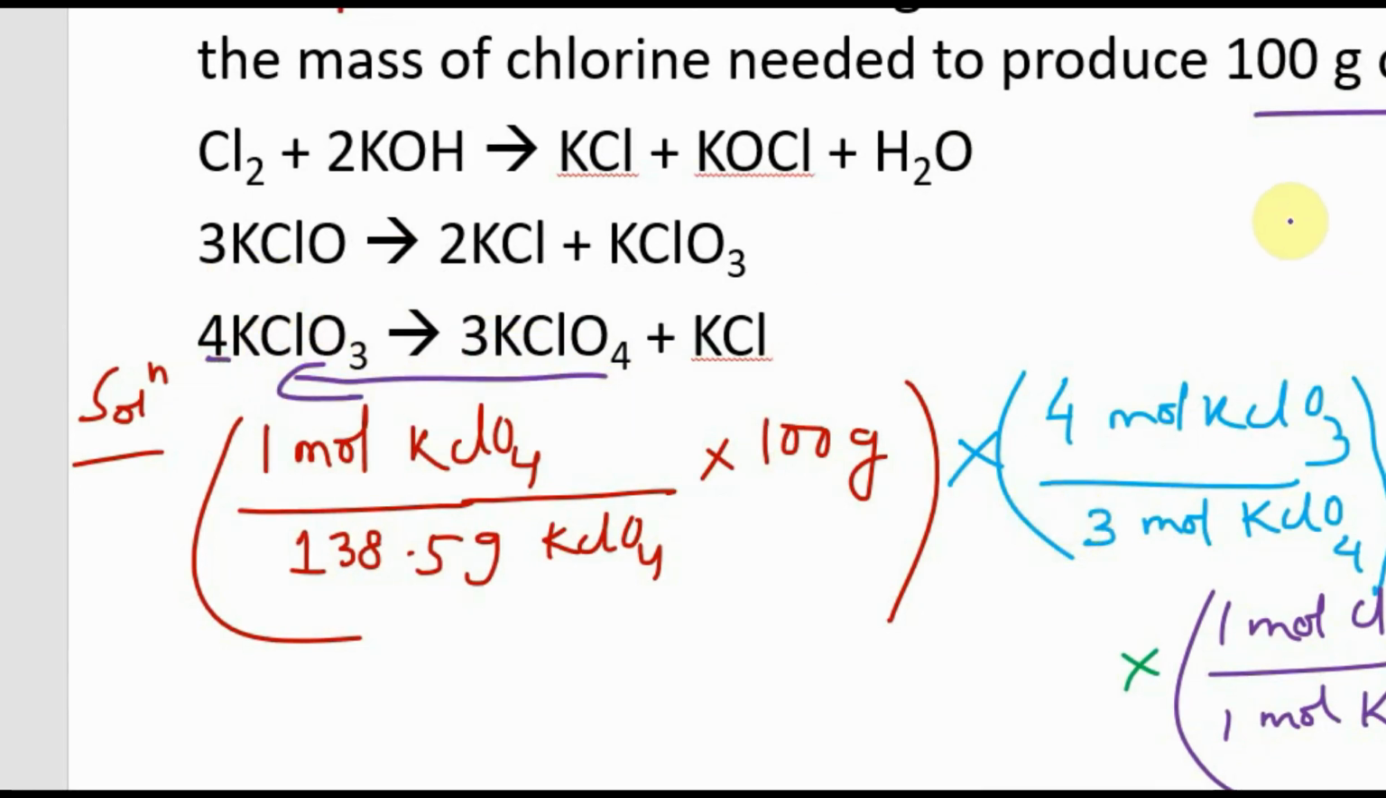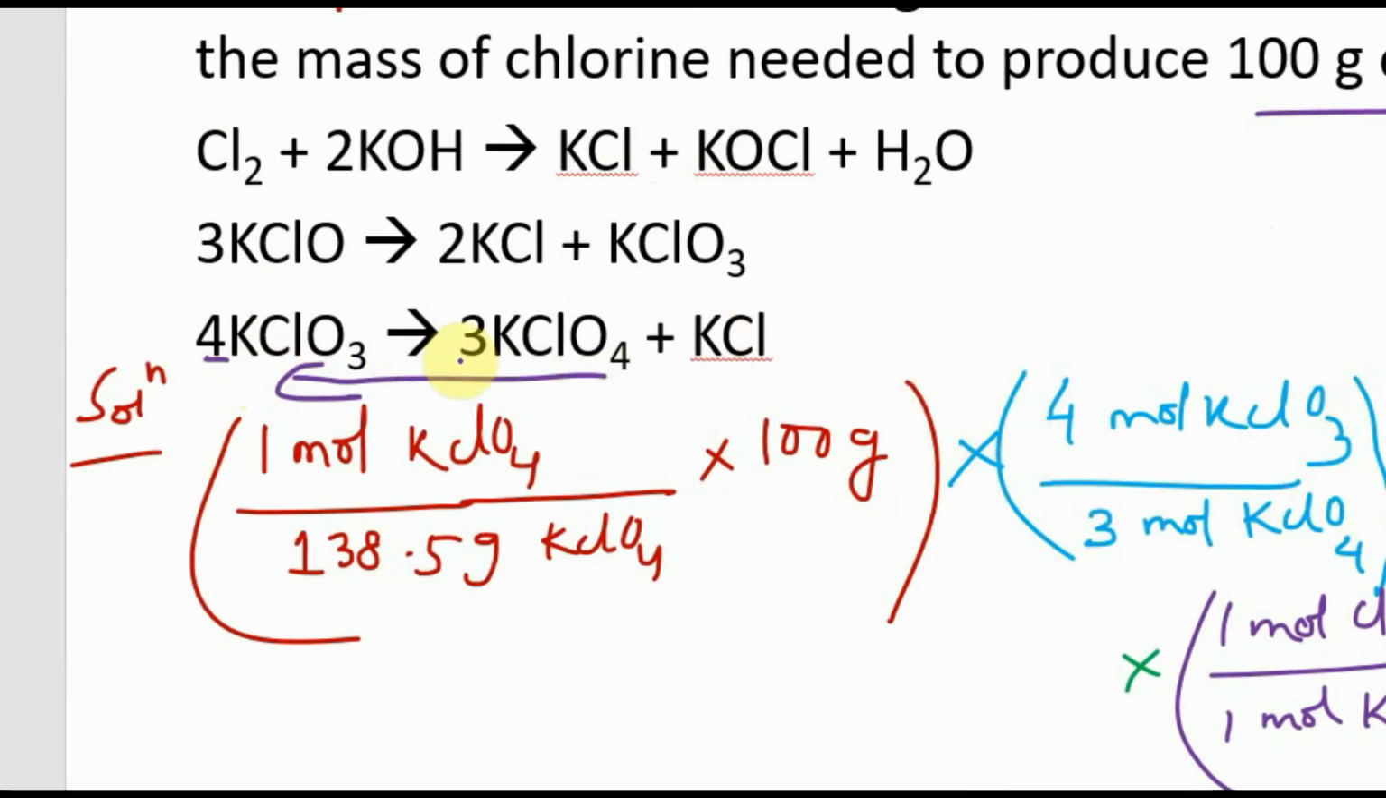When you are going rightwards, when the mass of the reactant is given and you are finding the mass of the final product, then you go rightwards: the number of moles of the right by number of moles of the left. But when you are going leftwards, it is the number of moles of the left divided by number of moles of the right into the number of moles of this product. This is the number of moles of KClO3. Let us go in this way.